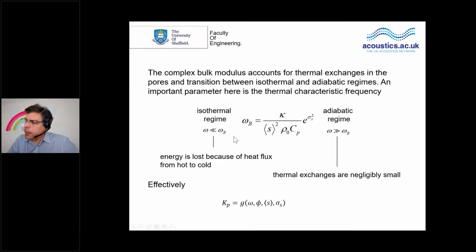By the way, this frequency determines the frequency of sounds for which the thermal exchange is most important in terms of the attenuation, the slowing down of the sound wave. By the way, what I didn't say, these two frequencies are inversely proportional to the pore size. And they are proportional with the exponent of the standard deviation in the pore size. Also, this frequency controls the bulk modulus, which becomes a function of frequency, porosity, mean pore size, and standard deviation of the pore size.